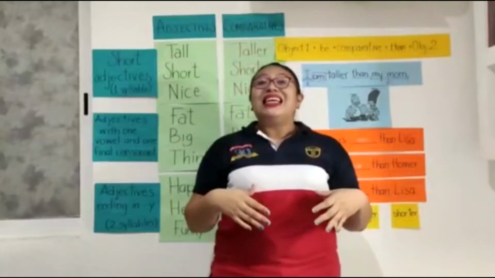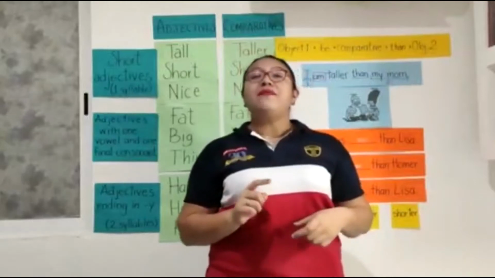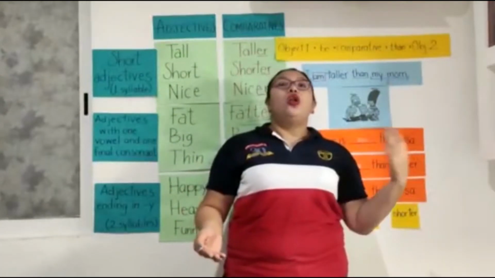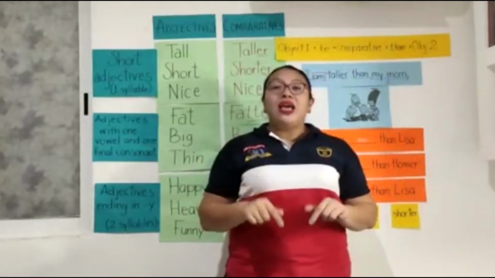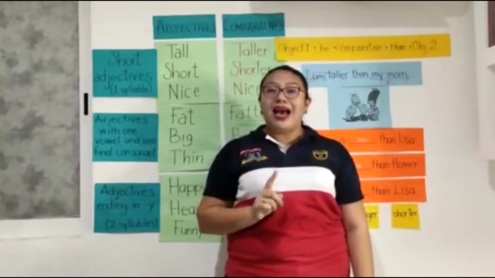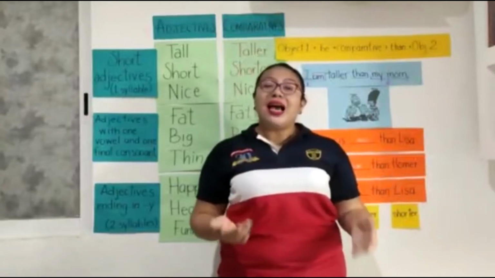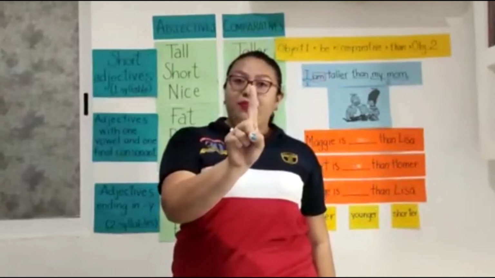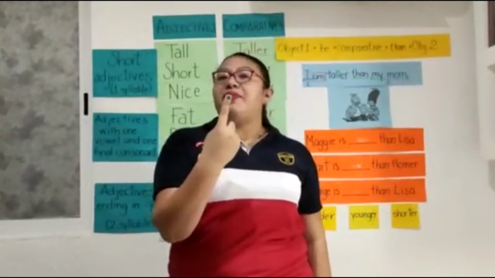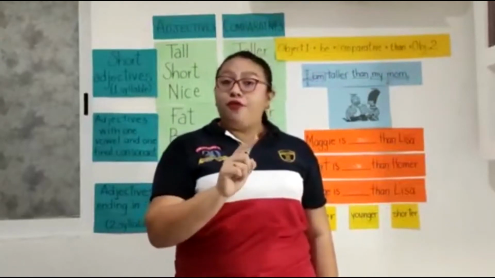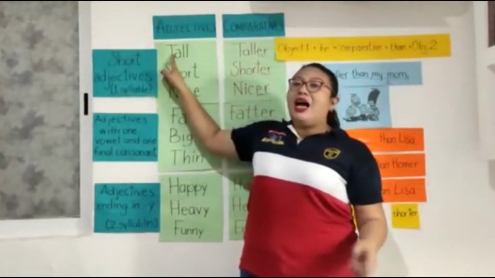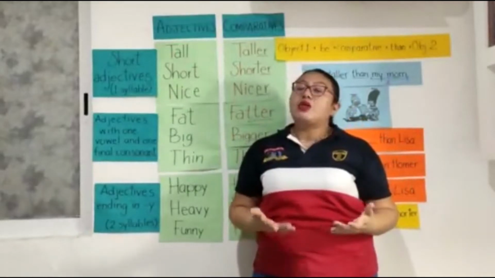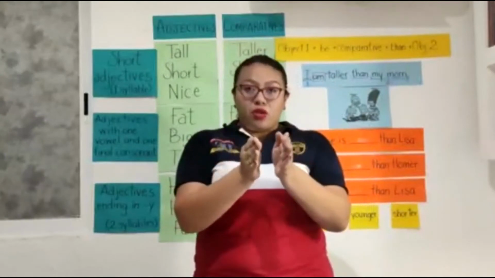Let's check first the division of the adjectives. We need to divide the adjectives in two: short adjectives and long adjectives, okay? Today, we are going to talk about short adjectives. What is a short adjective? A short adjective is an adjective that has only one syllable, okay? In English, one syllable is one sound, okay? For example, tall. How many sounds do you hear? Tall. Just one. So tall is considered a short adjective.